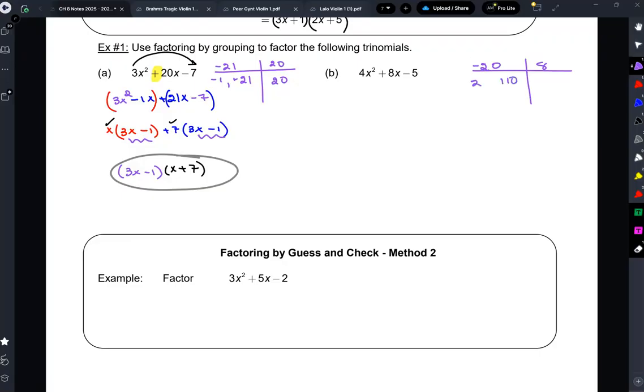Okay, so 2 and 10, hang on. 2 and 10 does add to 8, right? But it's going to be negative 2 and positive 10. Okay.